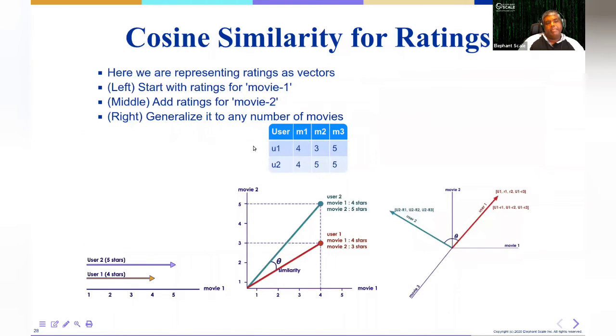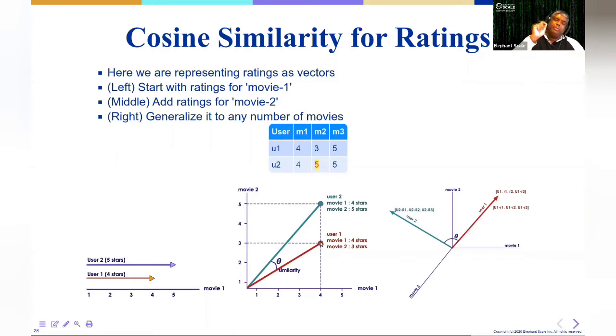Let's say I have users and movies, and when I plot the data, I have 2 movies, movie 1 and movie 2. It's just 2-dimensional, and we plot the ratings. User 1 gives movie 1 4 stars, and movie 2 is 3 stars, so the coordinate is 4 and 3 right here. Then user 2 gives 4 stars for this movie and 5 stars for the next movie.